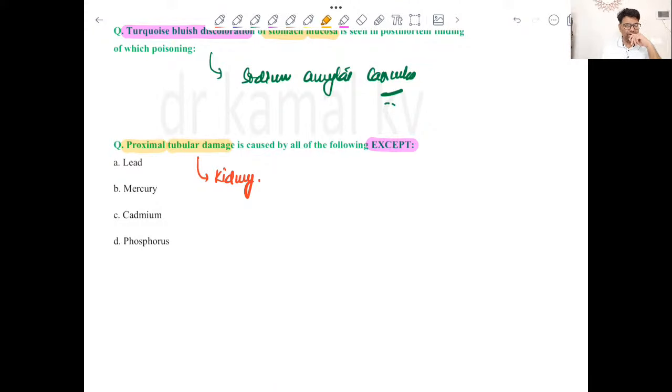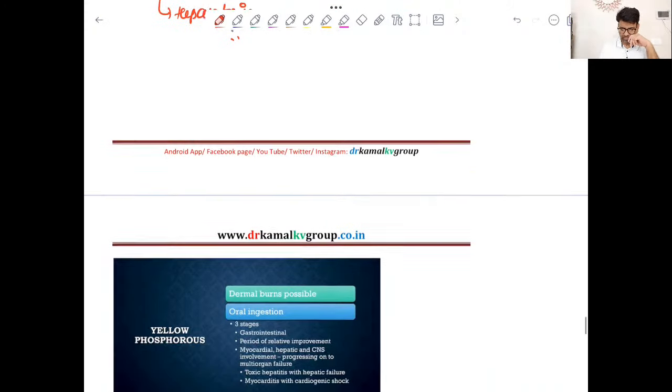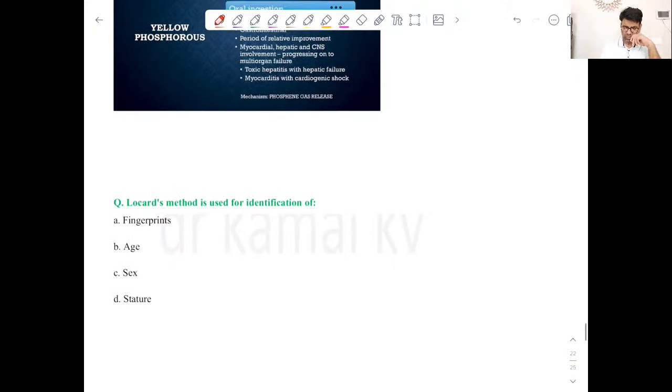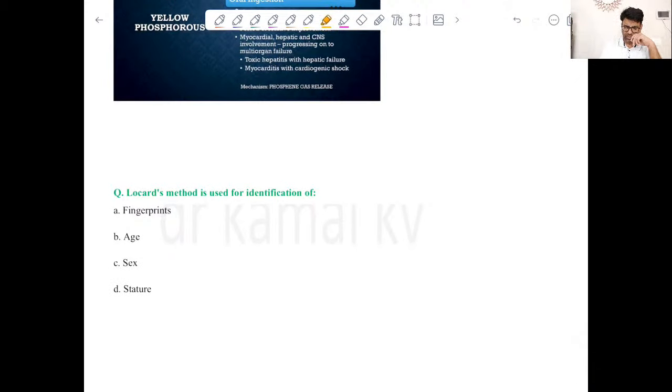Proximal renal tubular damage. This is actually phosphorus, right? So phosphorus is usually hepatotoxic. Just remember this much, especially yellow phosphorus, that is hepatotoxic. So it has no effects on renal PCT. So that is chalo. Now what is this Locard's principle?